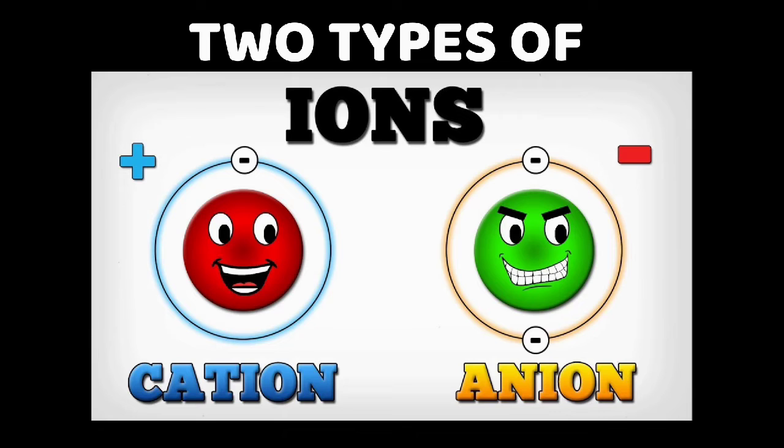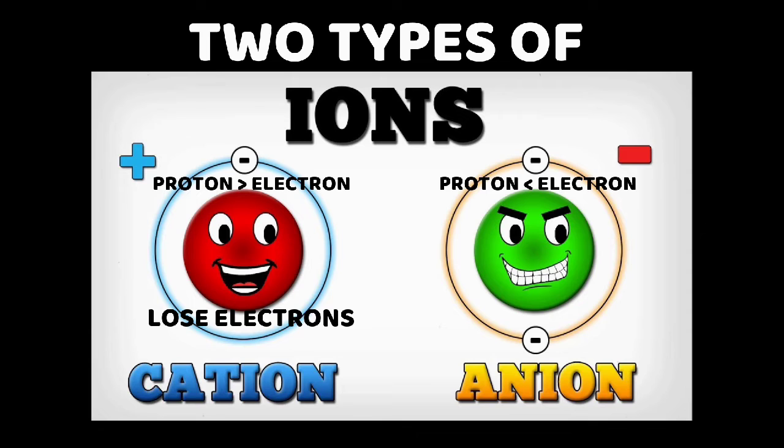The cation is the positively charged ion, wherein the protons are greater than the electrons. In the cation, you lose electrons, so it is a positively charged ion if you lose electrons. Next is the anion. In the anion, it is a negatively charged ion, wherein the protons are less than the electrons. In the anion, you gain electrons, meaning you gain electrons if it is a negatively charged ion.